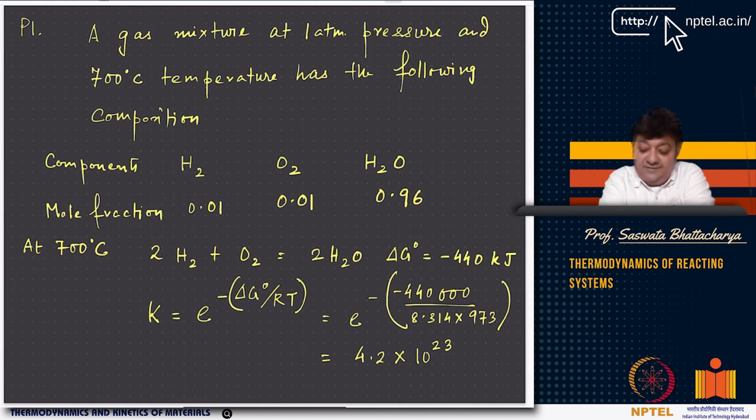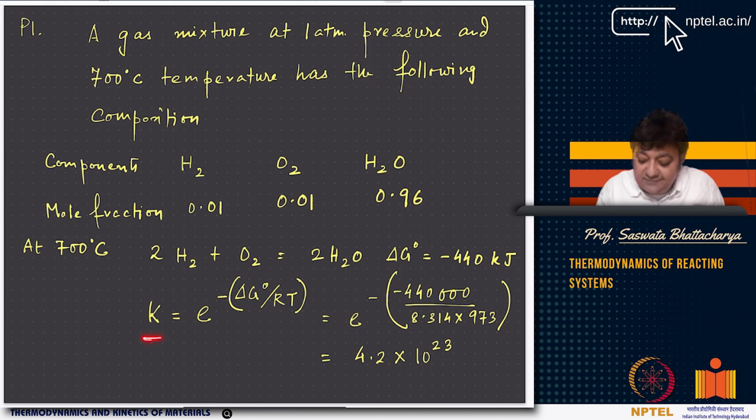Now, say for example you have a gas mixture at 1 atmosphere pressure and 700 degrees Celsius, with this composition: 0.01 is the mole fraction of H2, 0.01 is the mole fraction of O2, and H2O is 0.96. So this is the composition at 1 atmosphere and 700 degrees Celsius. This composition can be the equilibrium composition. So you have 2H2 plus O2 gives 2H2O, and delta G0 is minus 440 kilojoules.